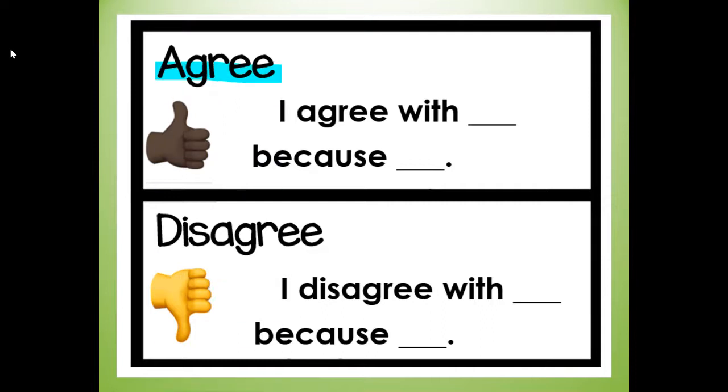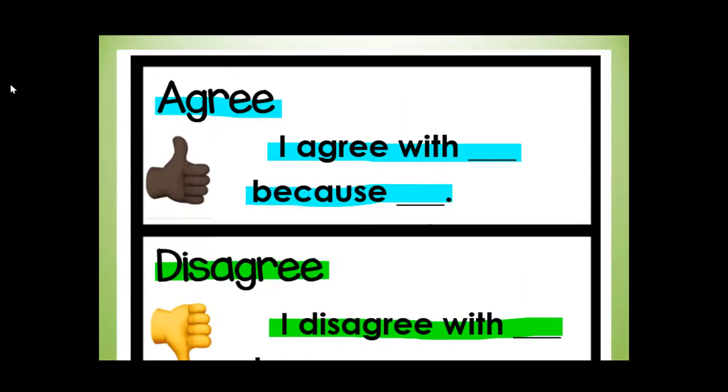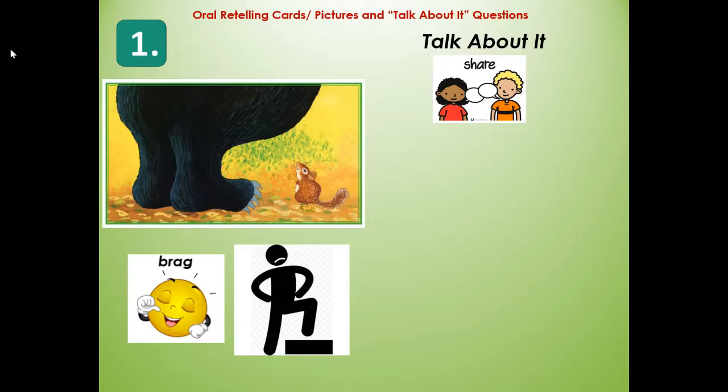You may agree with me when I answer or when your partner answers, and you can say, I agree with you because, or you may disagree, and that's okay as long as you say it respectfully. I disagree with you because, and tell me why. So here's our first major event.